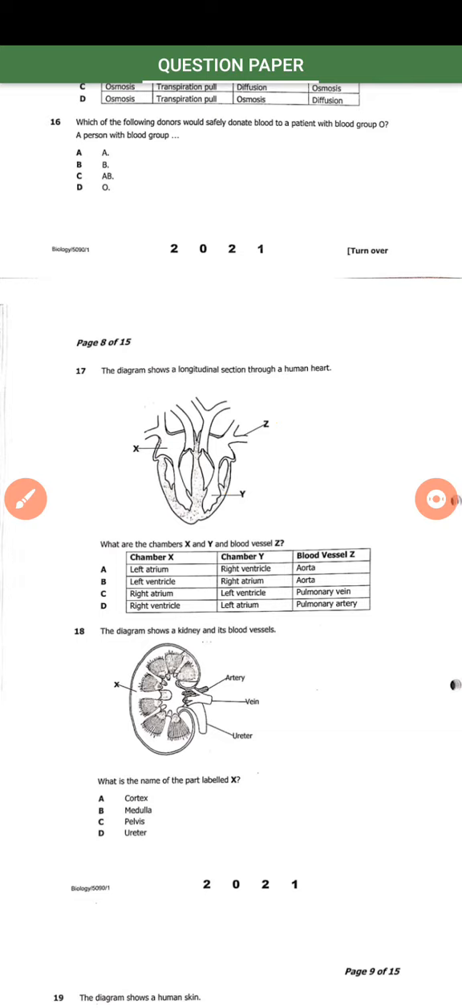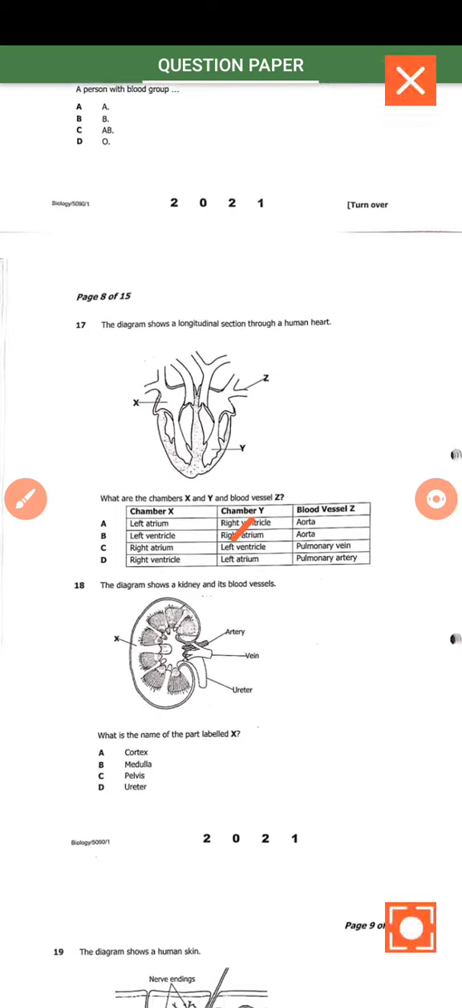Okay, so we can see that X is the right atrium. So all those answers which do not contain right atrium, we cancel them out. Okay, so we cancel this one, we cancel this one. So meaning that the correct answer is C. Let's just confirm. So saying X is the right atrium, then Y is the left ventricle, and then Z is the pulmonary vein. So the answer is C there.